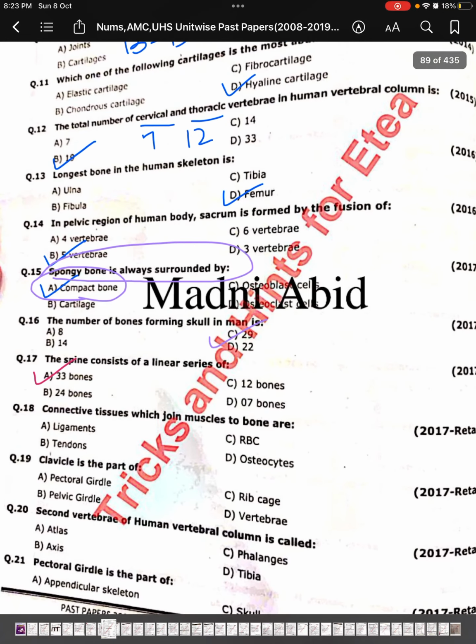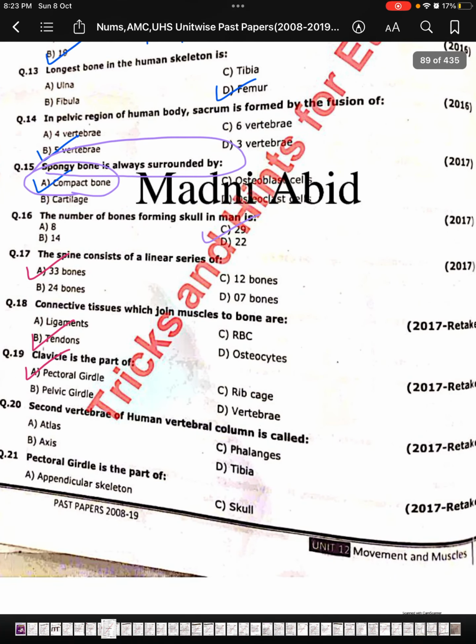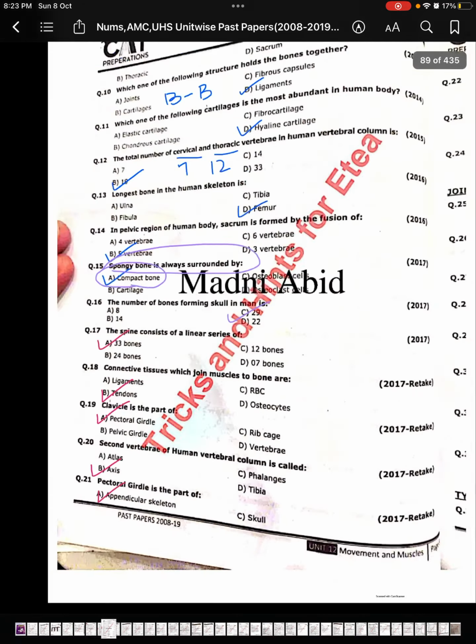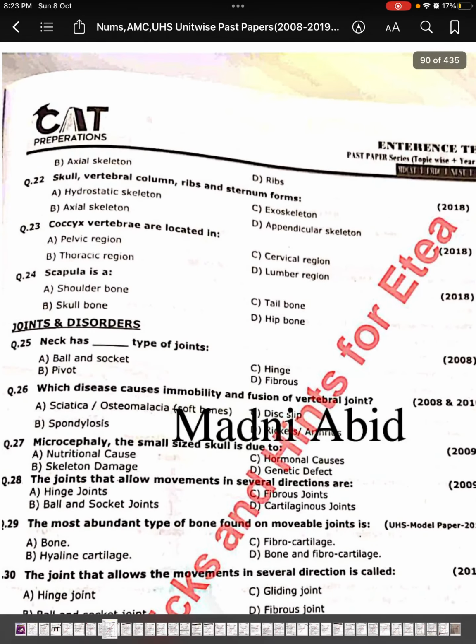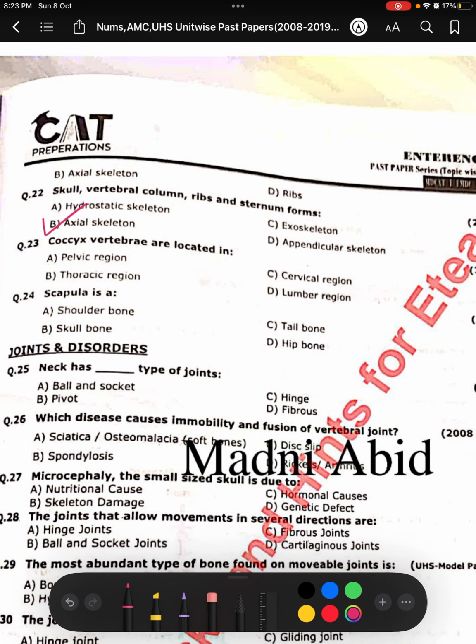Now, connective tissue which joins muscle to bone are tendons. Clavicle is a part of the pectoral girdle. Now, the second vertebra of the human skeletal system is called axis. Pectoral girdle is a part of the appendicular skeleton. Okay, skull, vertebral column, ribs and sternum form the axial skeleton.